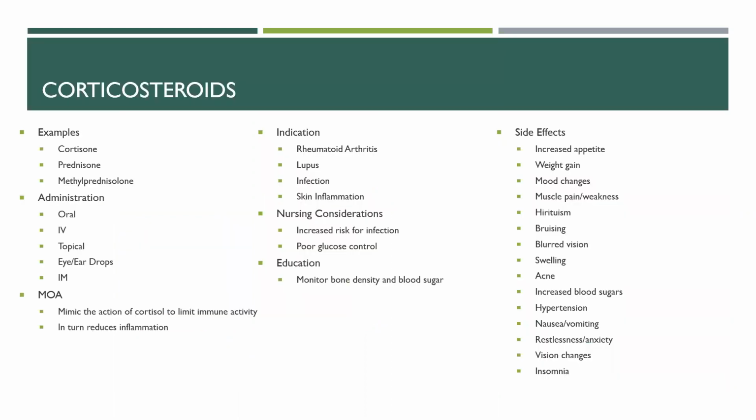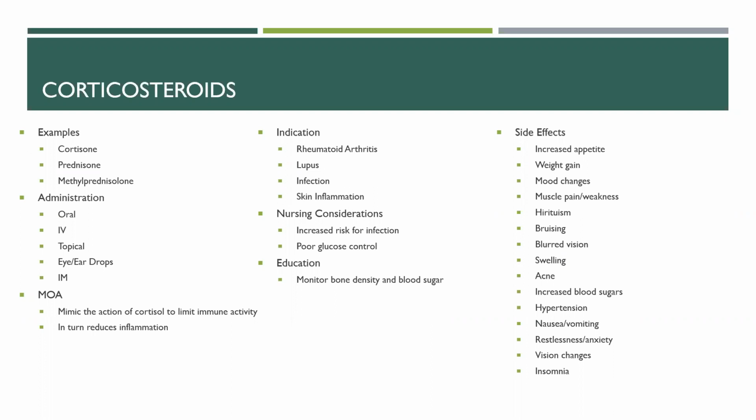When we look at corticosteroids, this includes medications such as cortisone, prednisone, and methylprednisolone. So they typically end in ISONE or ONE. Corticosteroids can be administered orally through the IV, topically, in ear or eye drops, or through intramuscular injections. Basically, the way that a corticosteroid works to reduce an inflammatory response is it mimics the action of cortisol. Cortisol can limit immune activity, and in turn, it can reduce inflammation. The indications for corticosteroids specifically would be rheumatoid arthritis, lupus, infections, and skin inflammation.